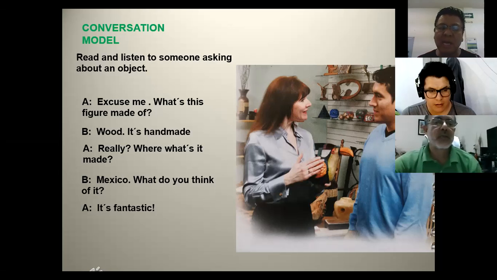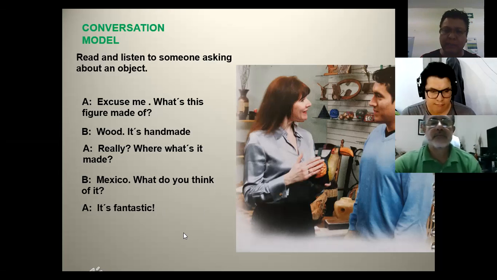Where was it made? She needs to know. She wants to know. Where was it made? Mexico. What do you think of it? She says that this figure is fantastic. She is asking about an object.